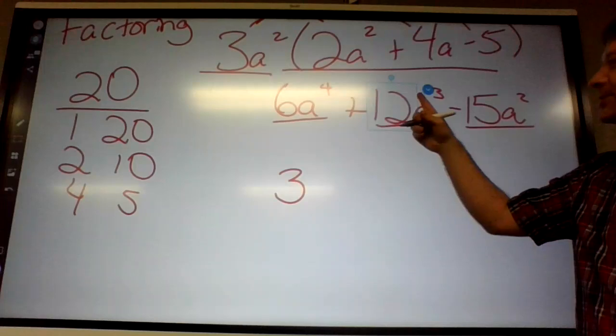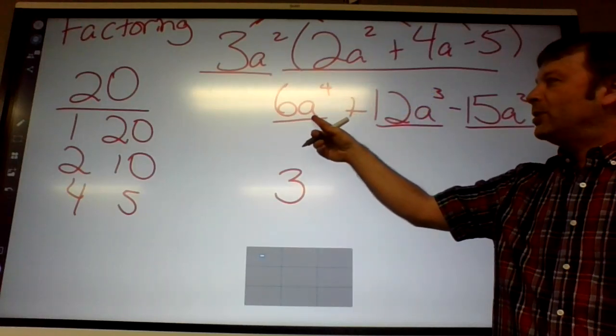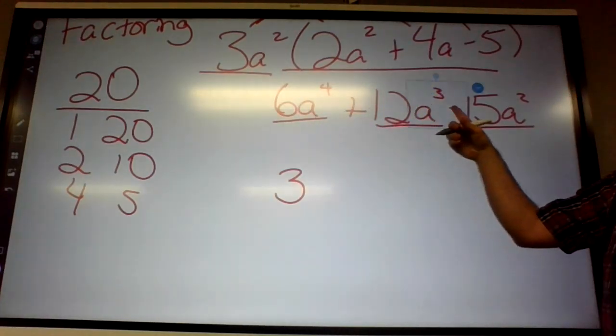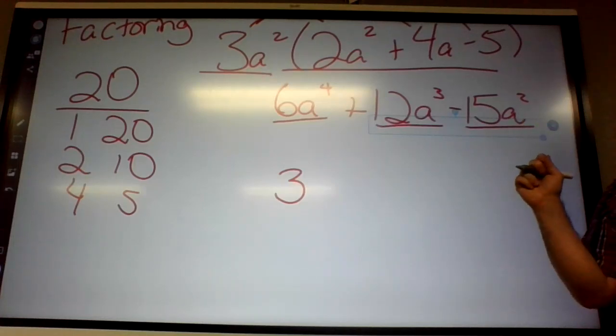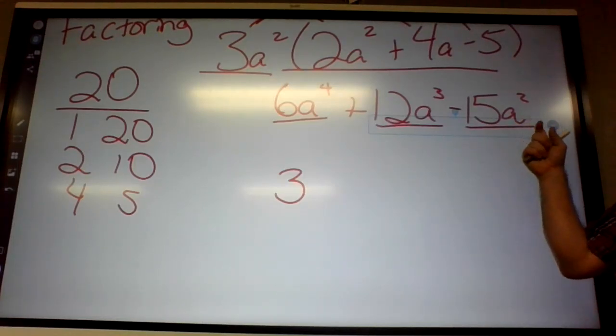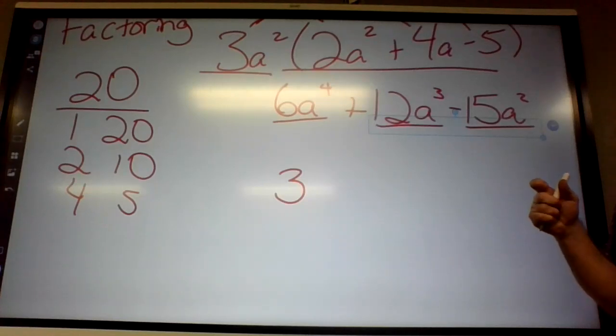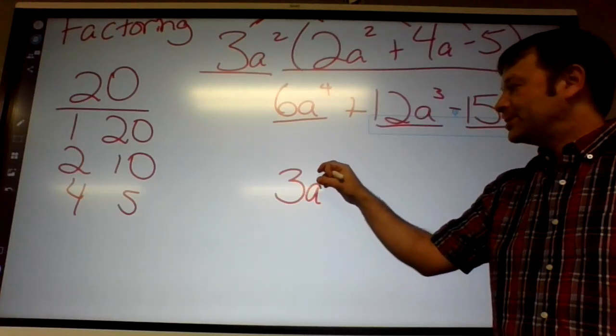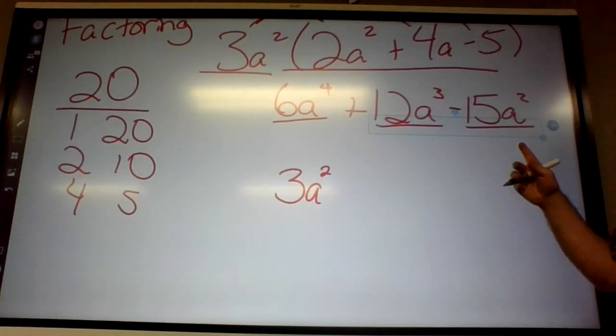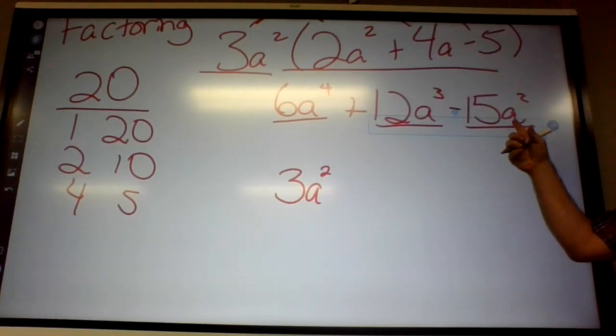So 3 goes into all these, but here's the other thing. What letters go into all these? Okay, a is partially right, but there's more. They all have at least a squared. A squared can go into all these. Basically you just use the smallest amount, the least amount.